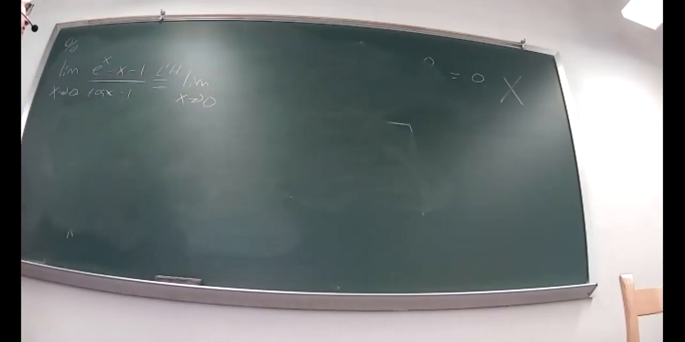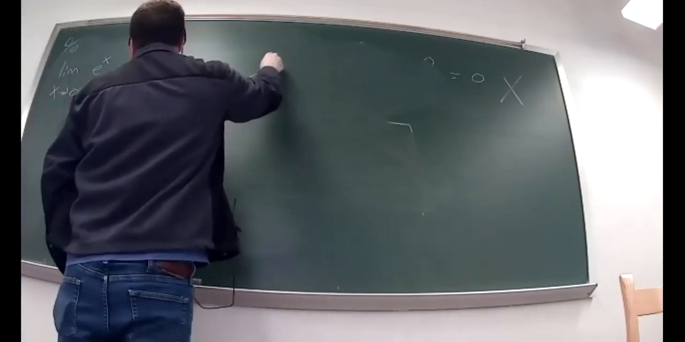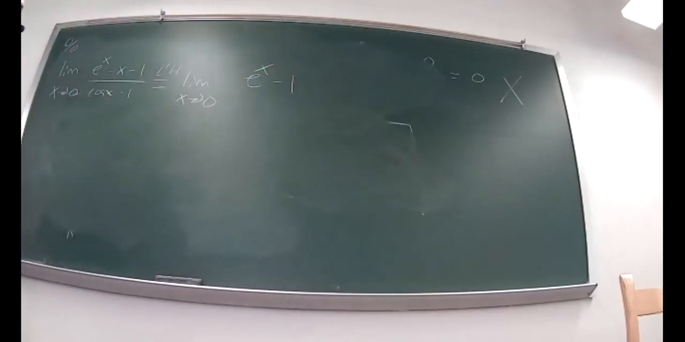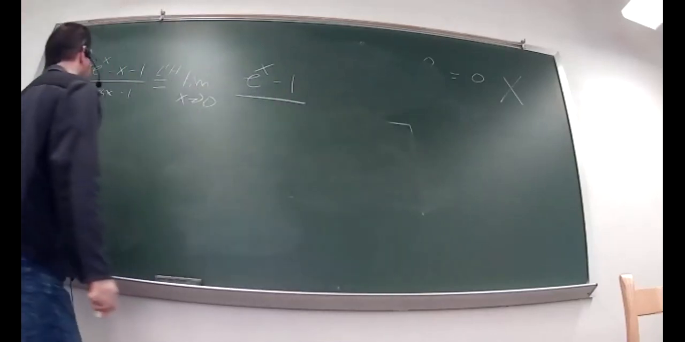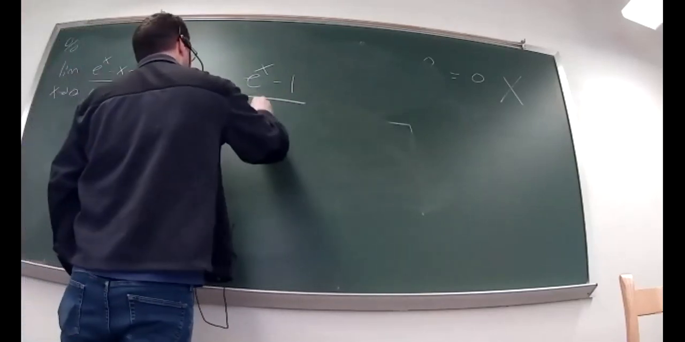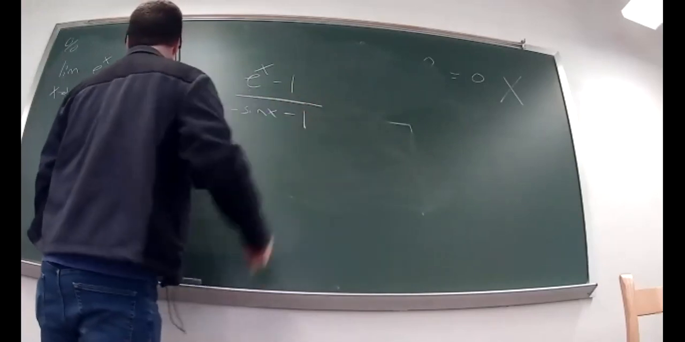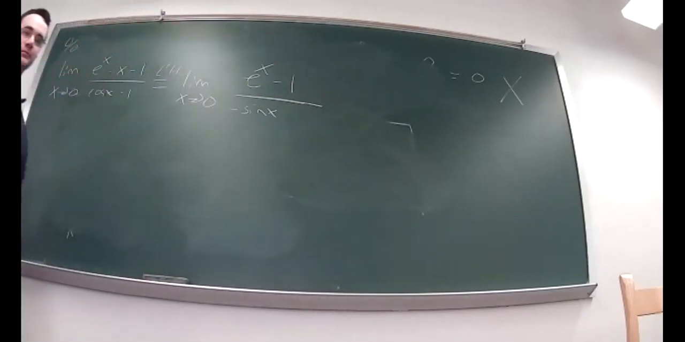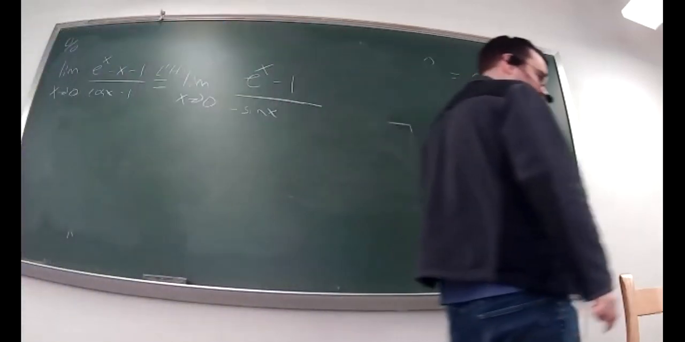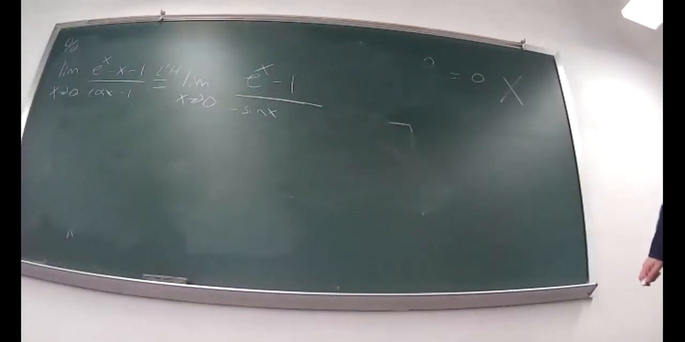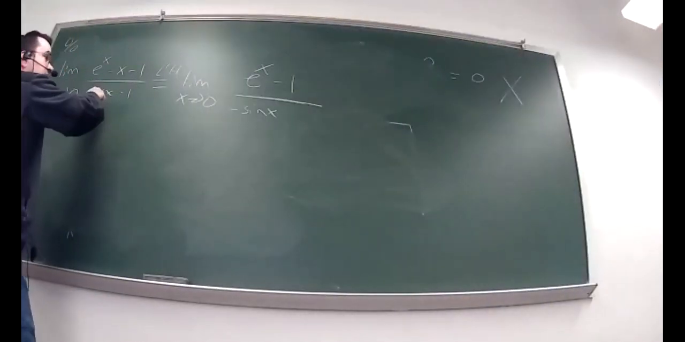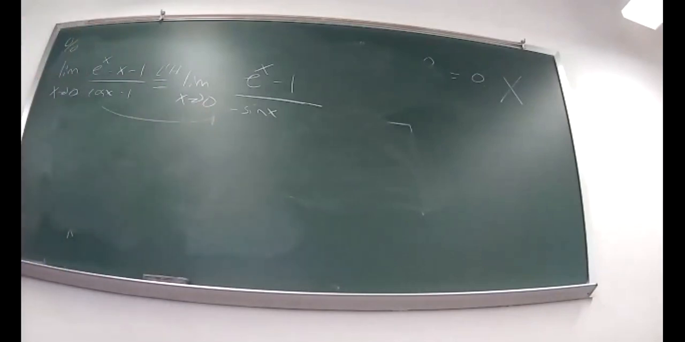So let's look at this. The derivative of e to the x is e to the x. The derivative of x is 1. The derivative of negative 1 is equal to 0. And then downstairs, derivative of cosine is negative sine. And derivative of negative 1 is, of course, 0. And so now you can say, okay, well, what L'Hopital's rule really tells you is that if this limit exists, then it's equal to that one.